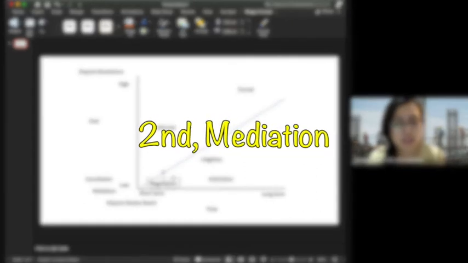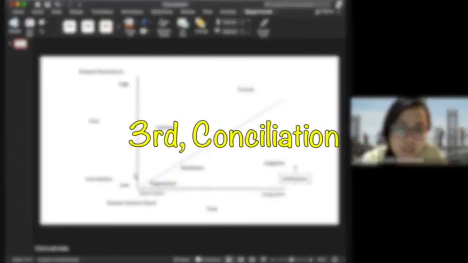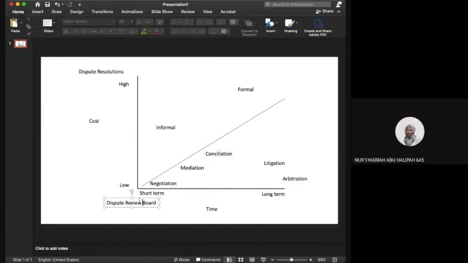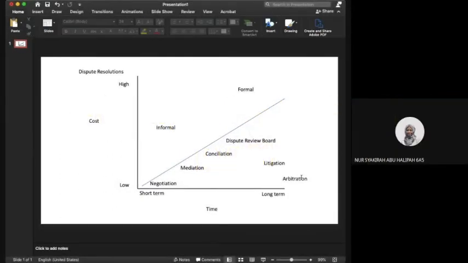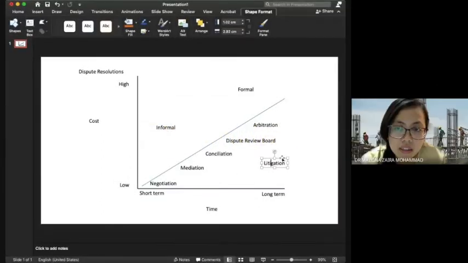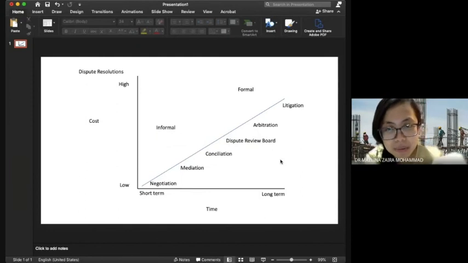Okay, and then next, mediation. And then next, conciliation. And then next, dispute review board. And then arbitration. And then litigation, the last one. Can you make it more understandable with this kind of picture slide?